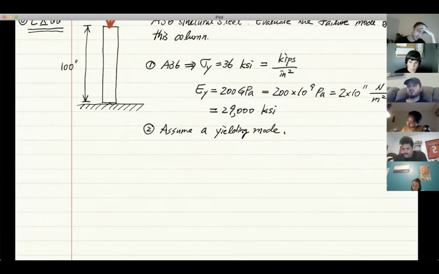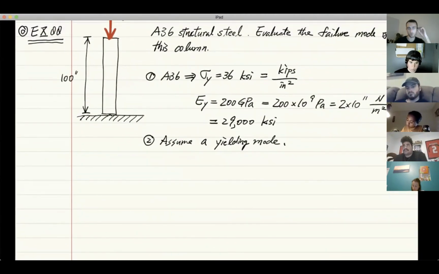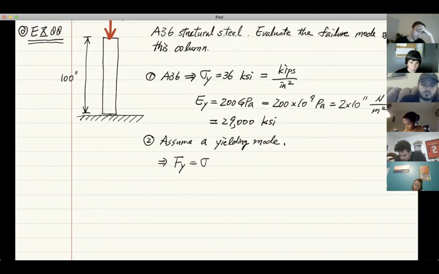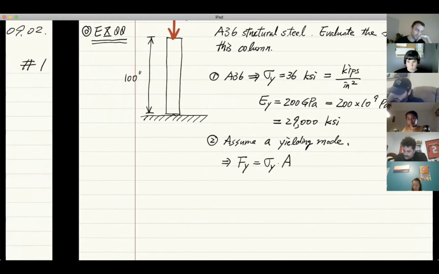When we assume a yielding mode, that means that the failure mode or the failure force is going to be the yielding force. So what's a yielding force? A yielding force is just Fy equals sigma y times what? Times the cross-sectional area, right? So times the cross-sectional area. And I have not given you the cross-sectional area. So what's the cross-sectional area we have in this problem?